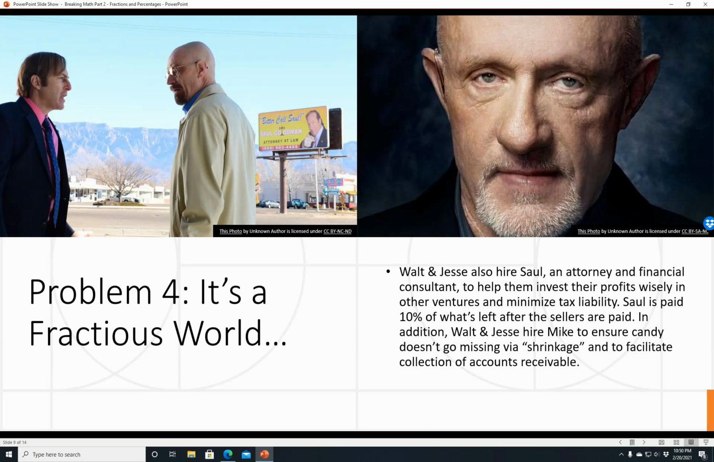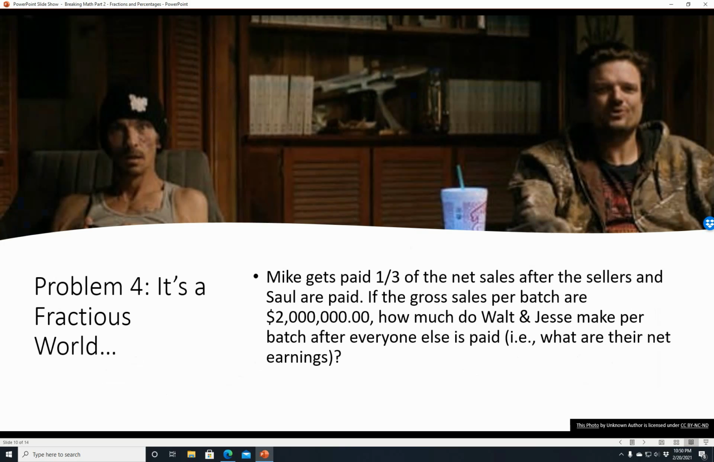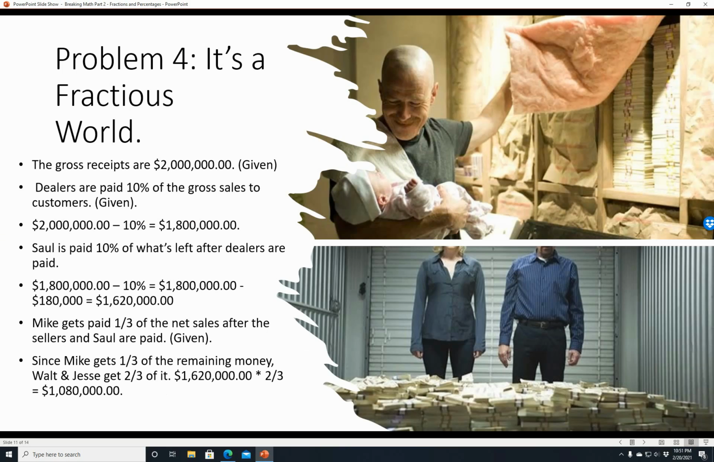In addition, Walt and Jesse hire Mike to ensure candy doesn't go missing via shrinkage and to facilitate collection of accounts receivable. That is, if someone owes them money, Mike makes sure they get paid. Mike gets paid a third of the net sales after the sellers and Saul are paid. If the gross sales per batch are $2 million, how much do Walt and Jesse make per batch after everyone else is paid? That is, what are their net earnings? So let's break this down. The gross receipts are $2 million.